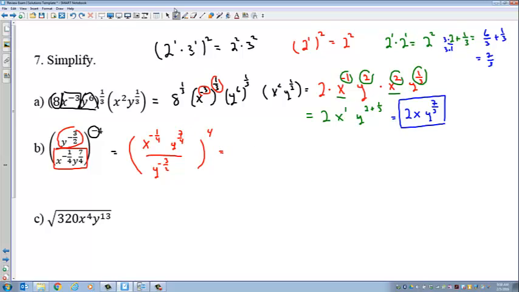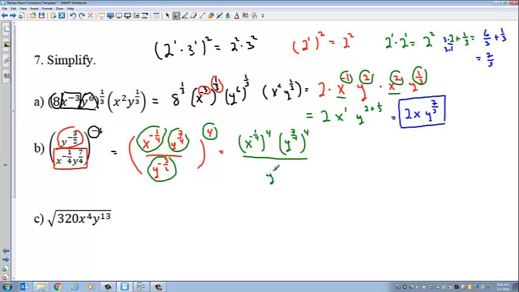Which is equal to then, so the next step, I'm going to work with this 4th power. So this 4th power, right, it will go through the division. So exponents go through division, just like here the exponent went through multiplication. And each of these things is going to be raised to the 4th power. So it's going to be x to the negative 1/4, all raised to the 4th power. And it's going to be y to the 7/4, all raised to the 4th power. And it's also going to be then on the bottom, y to the negative 3/2, all raised to the 4th power.